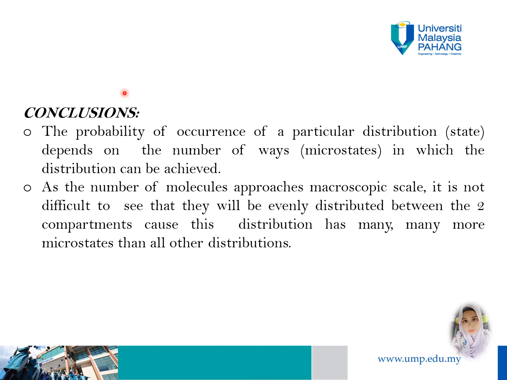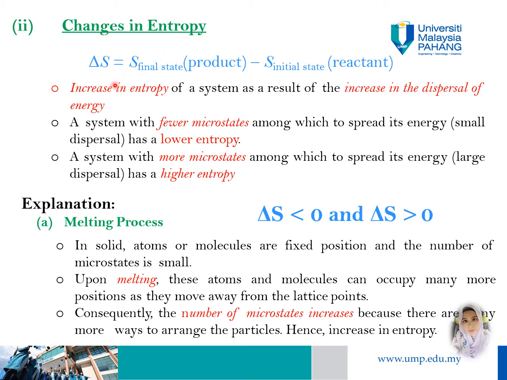So, in short, the probability that a system will exist with its compartments in a given distribution is proportional to the number of microstates within the distribution. Okay, since entropy increases logarithmically with the number of microstates, the most probable distribution is therefore the one of greatest entropy. The change in entropy, or delta S, is the difference between the entropy of the final state, which is the product, minus the entropy of the initial state, which is the reactant. The increase in entropy of the system is the result of the increase in dispersal of the energy.